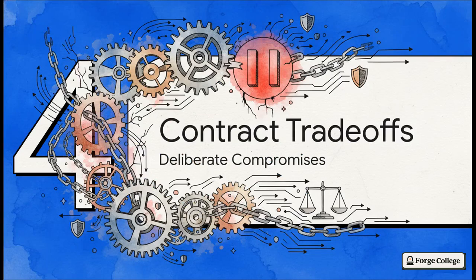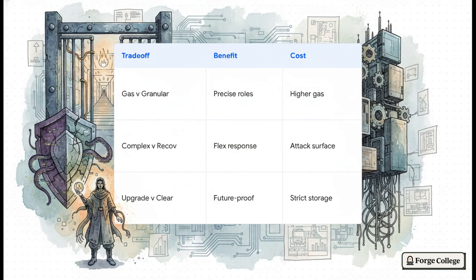Section 4, balancing contract trade-offs. Look, every time you bolt another security gate onto your hallway, you're increasing 2 things, gas costs and cognitive overhead. It's a deliberate compromise. If you want high granularity with really precise role permissions, the cost is a higher per-call gas fee because of the extra storage reads. If you want a flexible emergency recovery, well, you're increasing your contract's complexity and expanding the attack surface. And if you want upgradability, you're sacrificing some layout clarity because you need strict storage alignment.